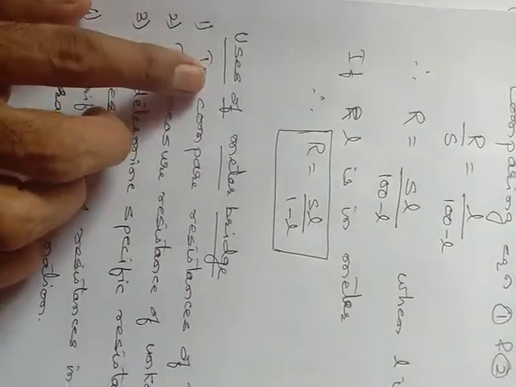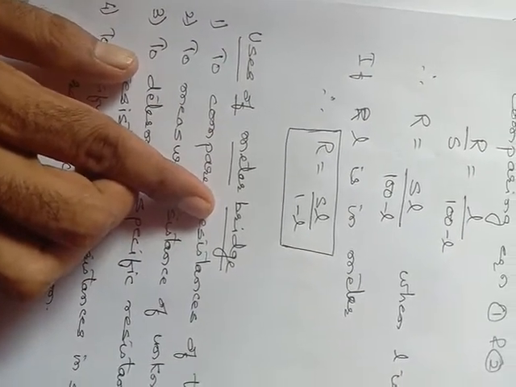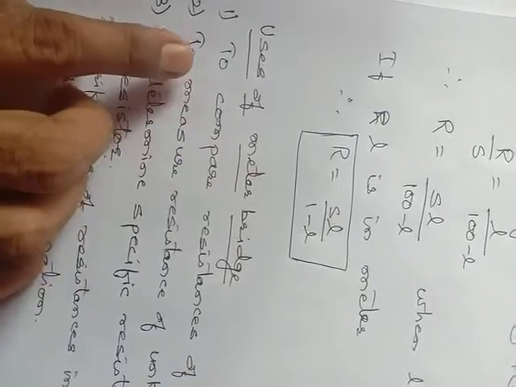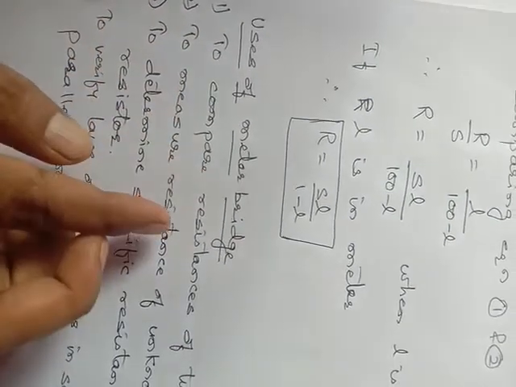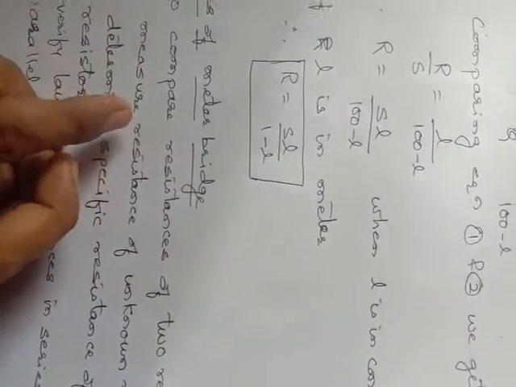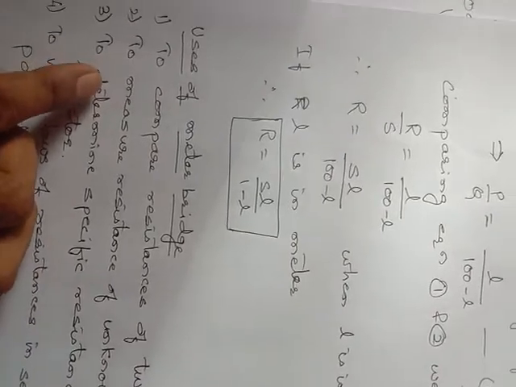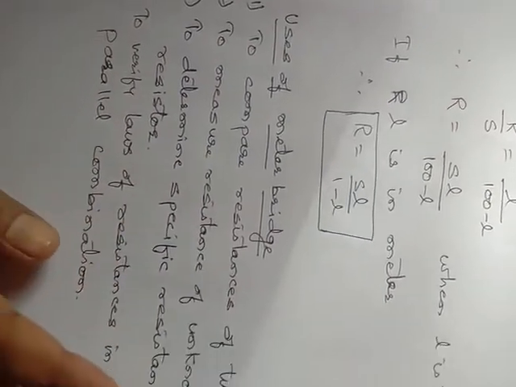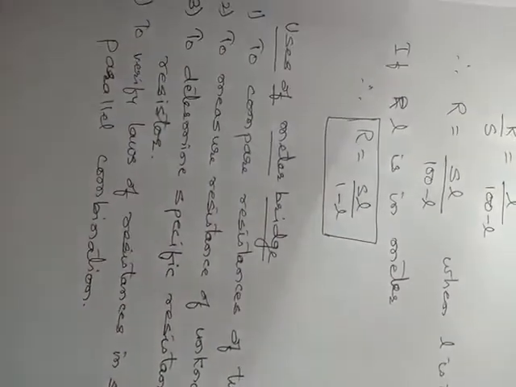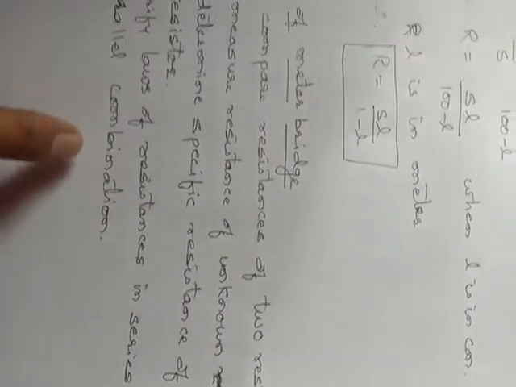Next come the uses of the meter bridge. What is the use of the meter bridge? It is used to compare the resistance of two resistors. It is used to measure the resistance of an unknown wire. It is used to determine the specific resistance of the resistor. And it is used to verify the laws of resistance in series and parallel combination.